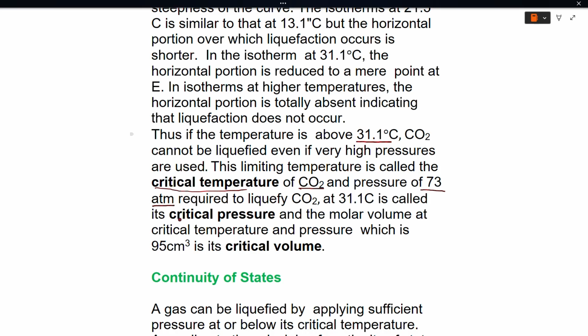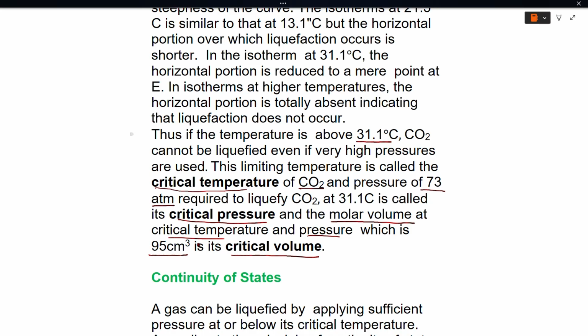and that is known as the critical pressure, and the volume of 1 mole, that is the molar volume at critical temperature and critical pressure, is known as the critical volume of carbon dioxide, and it has been found that it is equal to 95 centimeter cube.